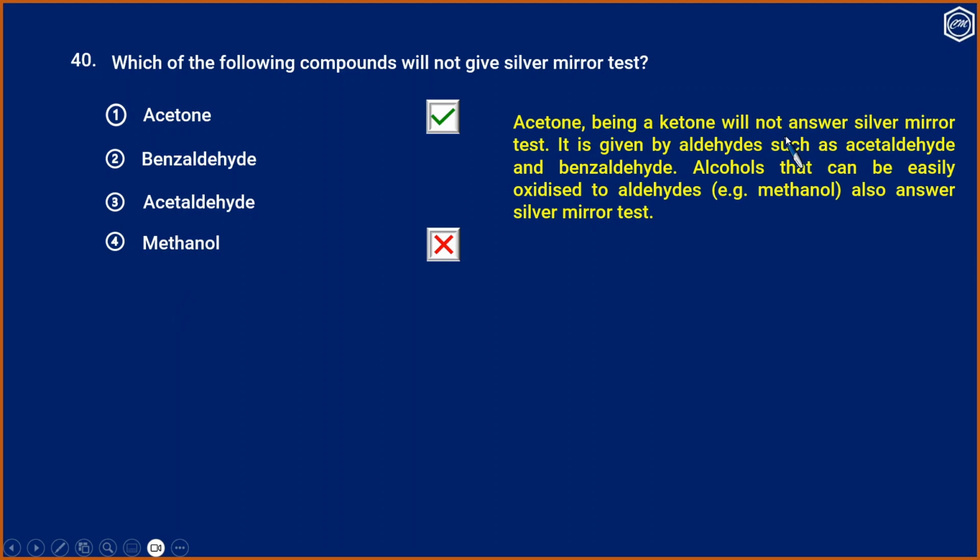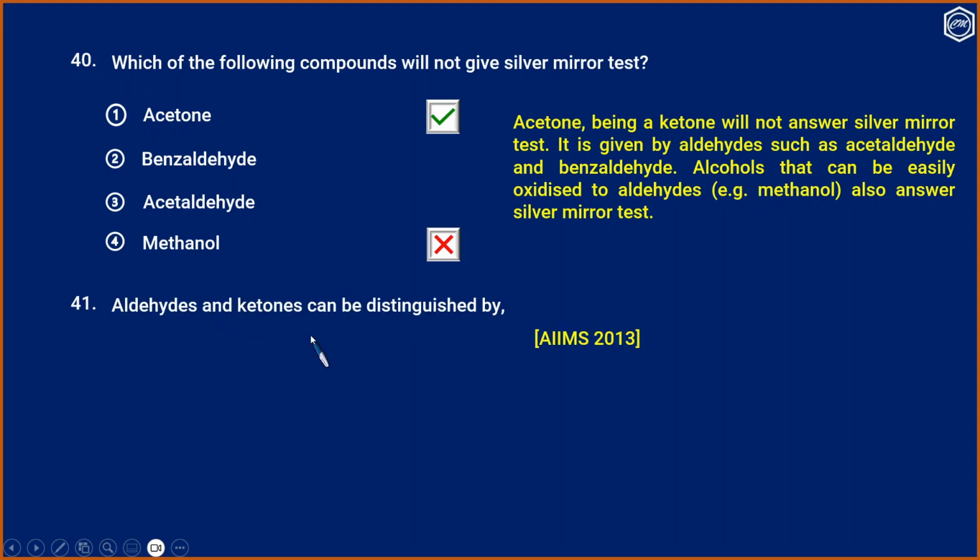Acetone, being a ketone, will not answer the silver mirror test. It is given by aldehydes such as acetaldehyde and benzaldehyde. But alcohols that can be easily oxidized to aldehydes, for example methanol, also answer the silver mirror test. So the second, third and fourth options will give the silver mirror test. Only acetone will not.